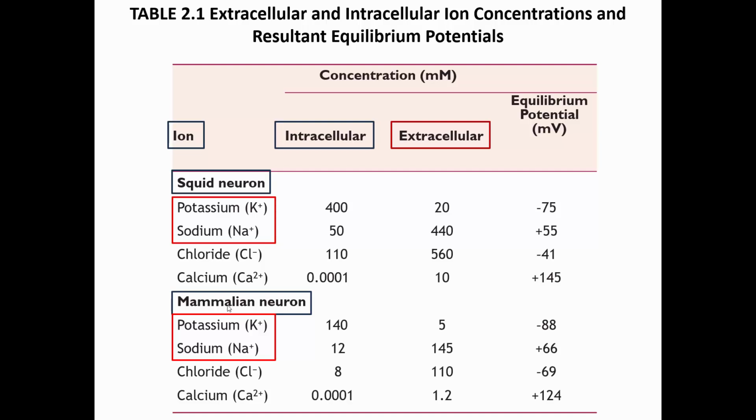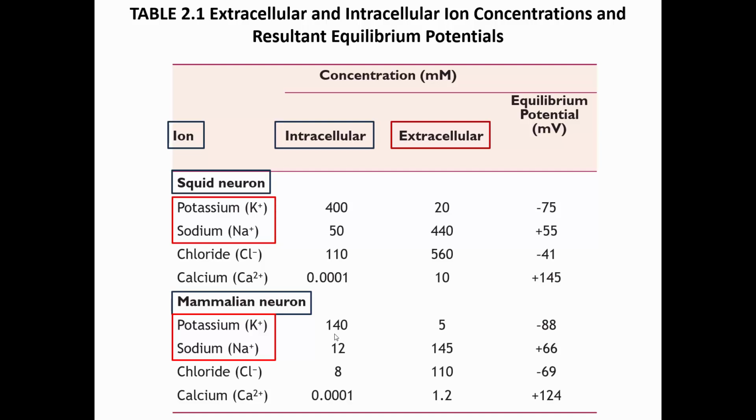And when we take a look at the mammalian neuron with potassium and sodium, the absolute numbers are quite different. But what is quite similar between squid and mammalian neurons is the ratio of these ions with respect to the inside and outside of the cell. So we see with potassium in the squid neuron, at least one order of magnitude more potassium inside the cell than outside the cell. Sodium is opposite. One order of magnitude more sodium outside the cell than inside the cell.